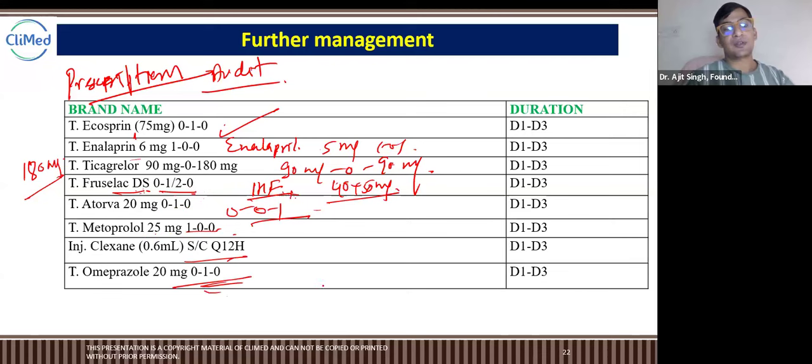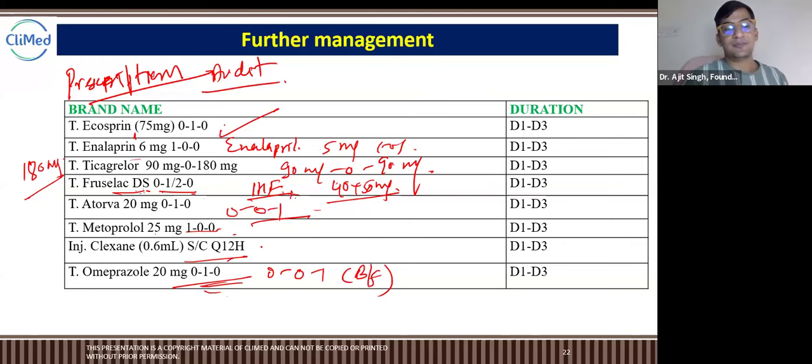Omeprazole. Atorvastatin, okay, perfectly fine. DVT prophylaxis. Clexane here is for DVT prophylaxis. Omeprazole, okay, before the food.